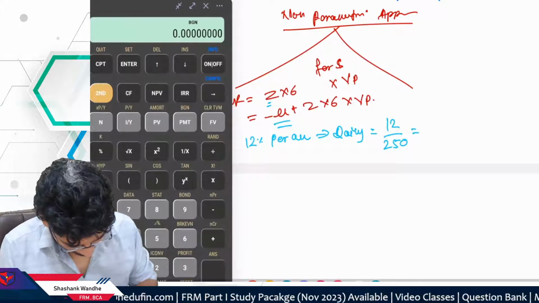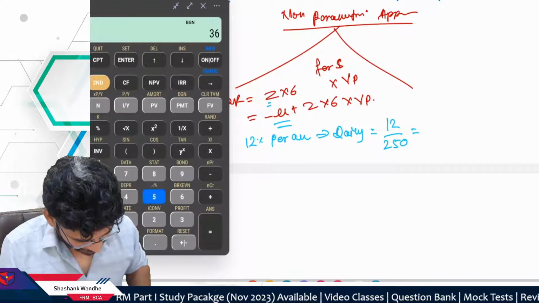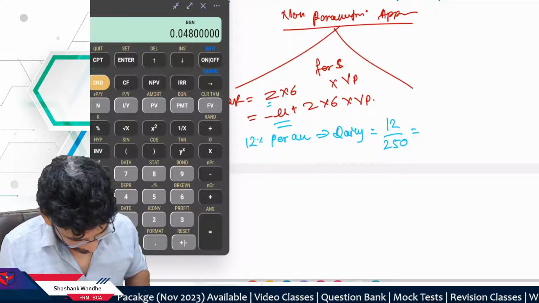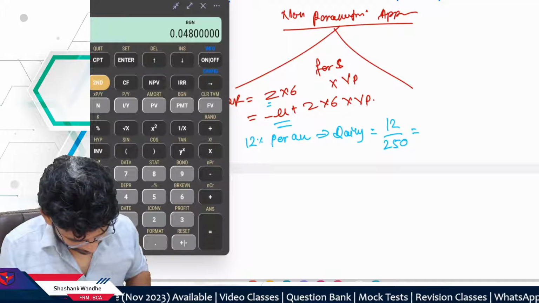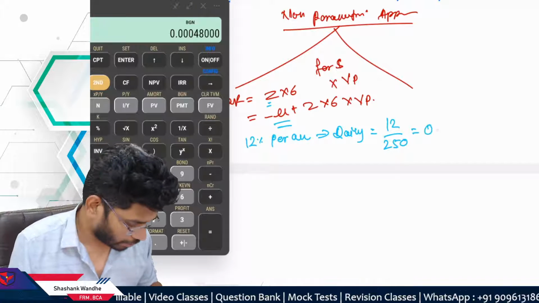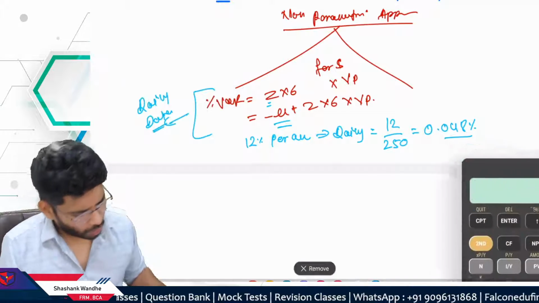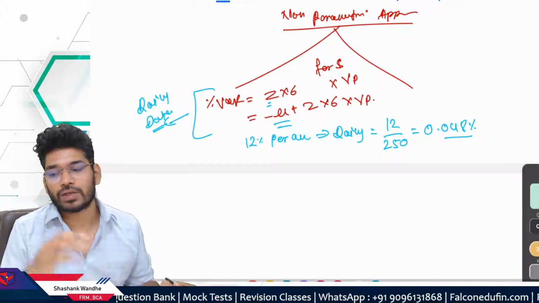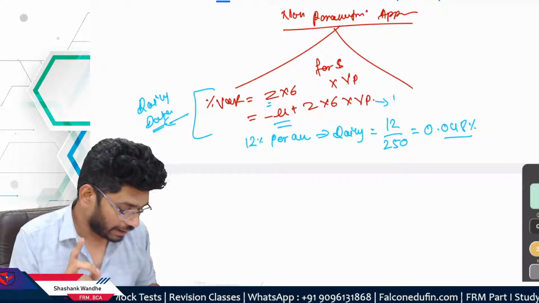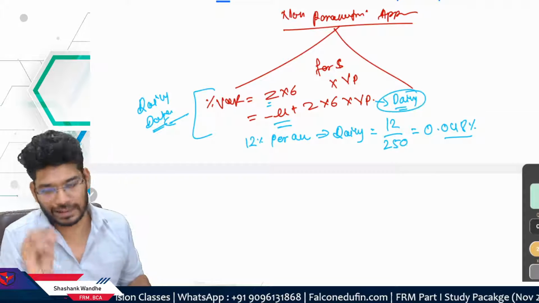So 12 divided by 365, sorry, 12 divided by 250, and this is 0.048%. And this is such a low value, so minuscule, that it is not going to affect our calculation when we are calculating the value at risk using the daily observations. Okay, so this we need to understand.